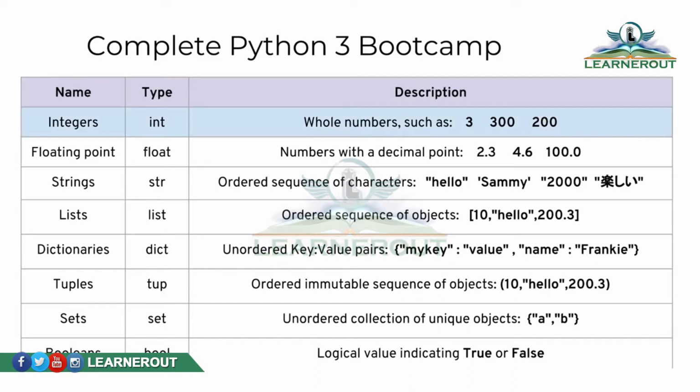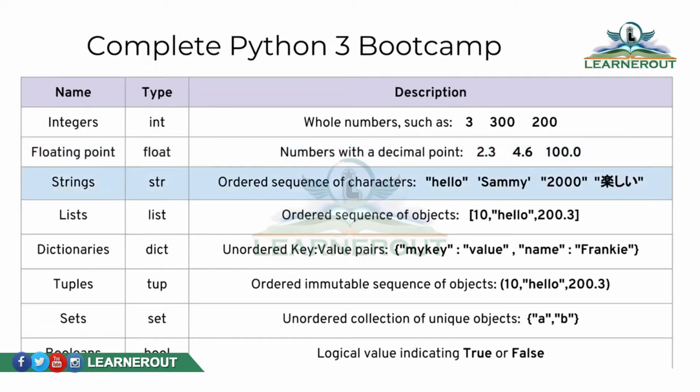We start off with integers, and those are just basic whole numbers, such as 3, 300, 200. Then we have floating point numbers, and those are numbers with a decimal point: 2.3, 4.6, 100.0. Notice that even 100.0 still counts as a floating point number. That's no longer an integer because it has a decimal point.